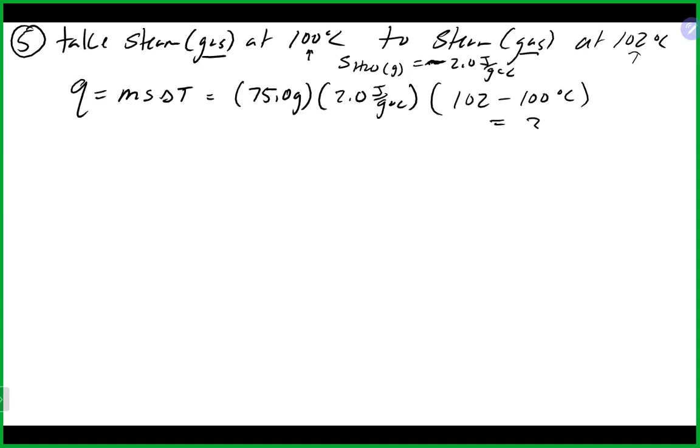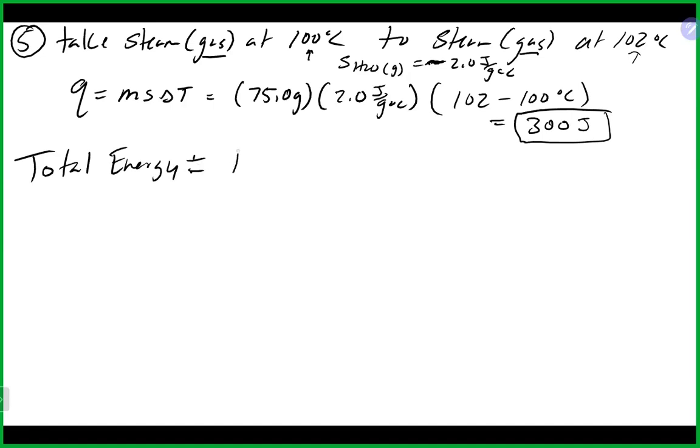It's going to give me 300 joules of energy required. And now we have done all of our transitions. So how do we know the total energy? The total energy is basically, in this case, just add up each of those steps. So it would equal step 1 plus step 2 plus step 3 plus step 4 plus step 5. If we pop in some numbers here, we got 525 was our first step.